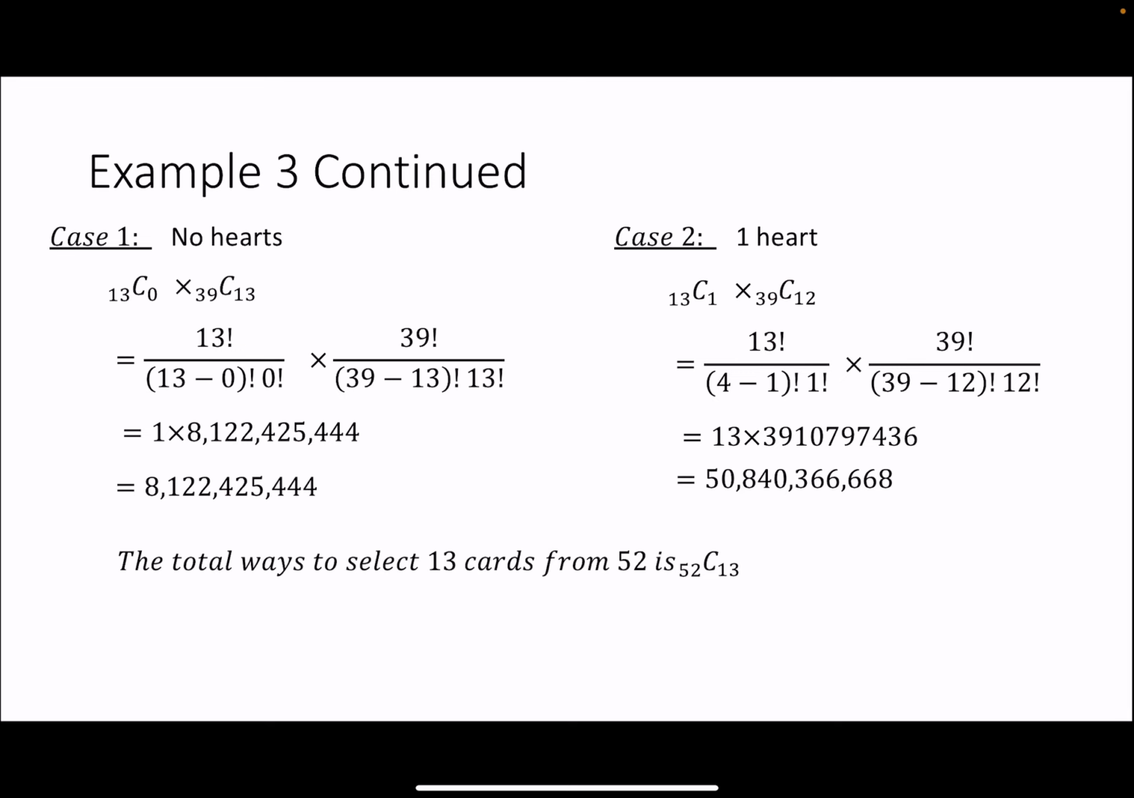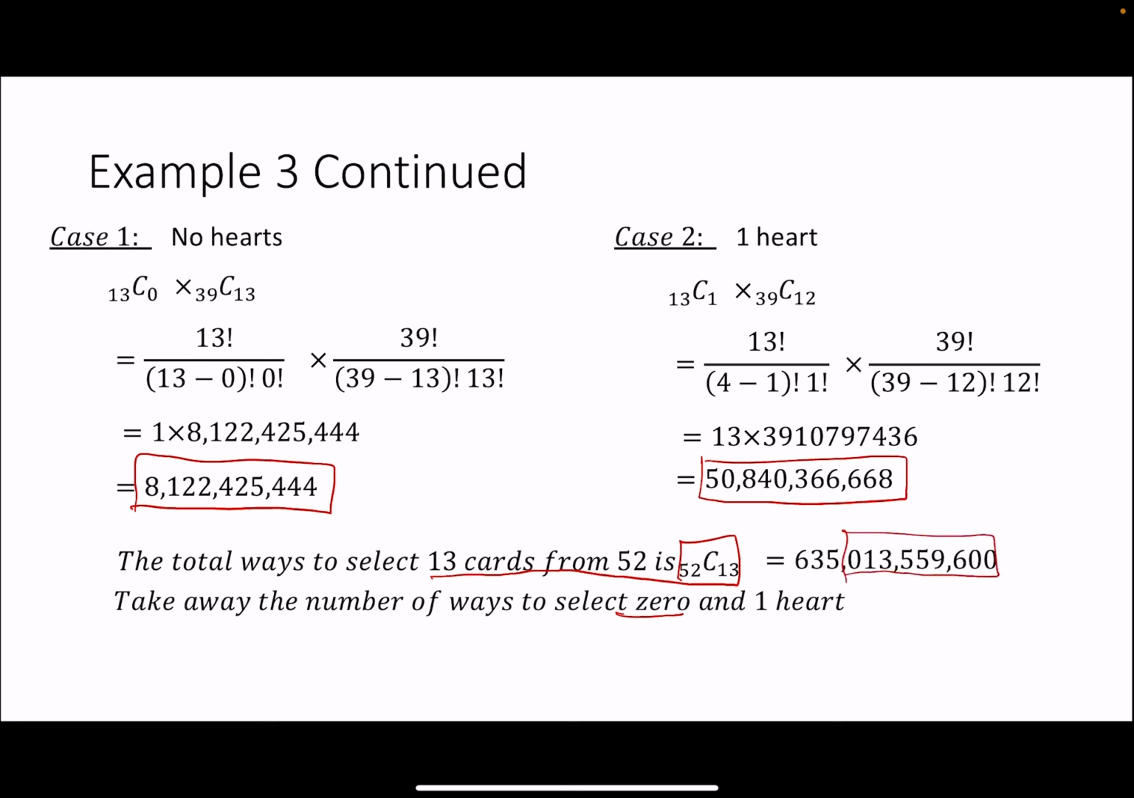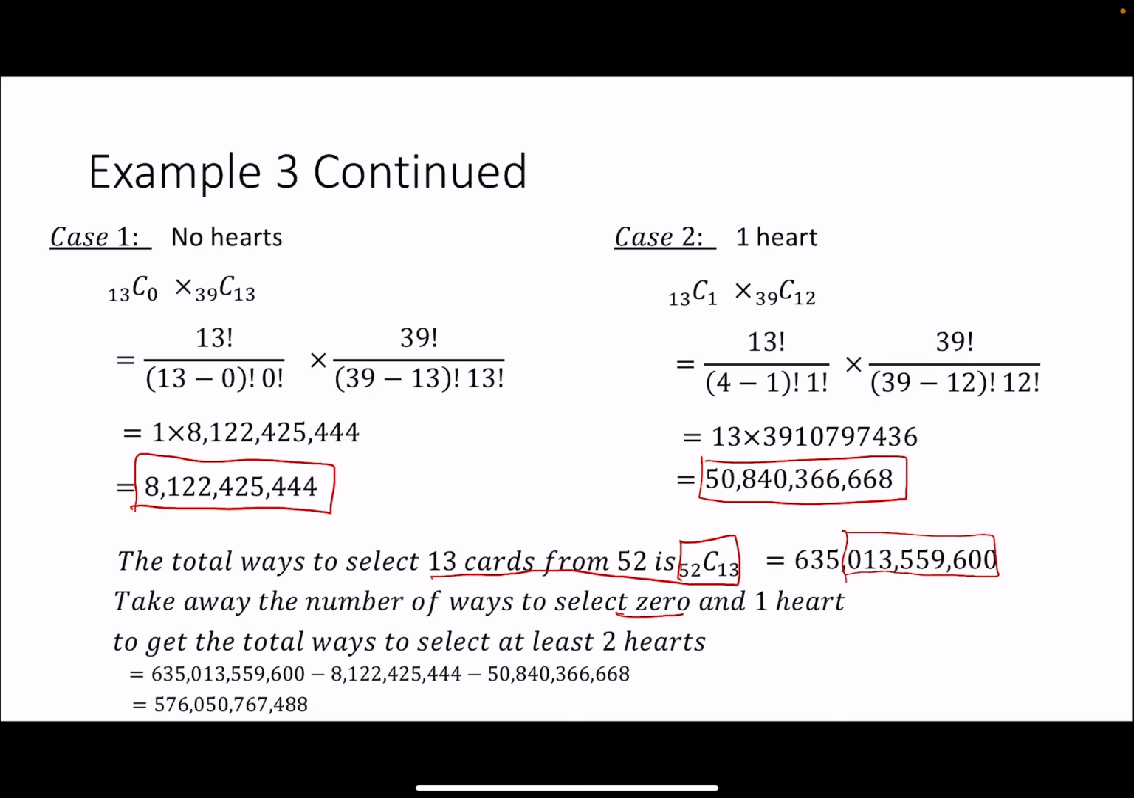The total ways to select 13 cards from 52 is 52 choose 13. Take away the number of ways to select 0 hearts. Take away the number of ways to select 1 heart. By the way, it's 635 billion. And you get the total ways to select at least 2 hearts. So we end up with 576 billion combinations of selecting at least 2 hearts. Okay.